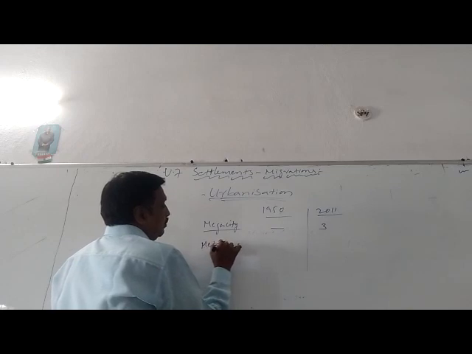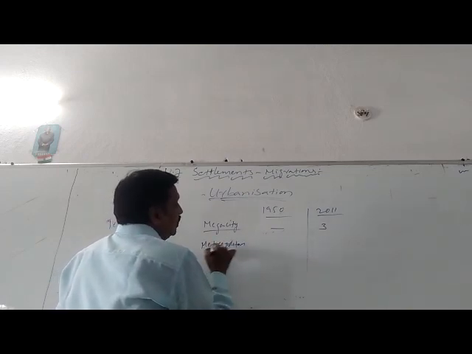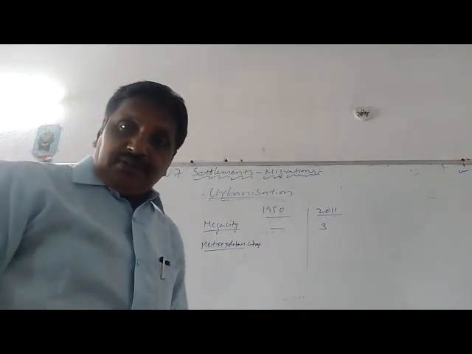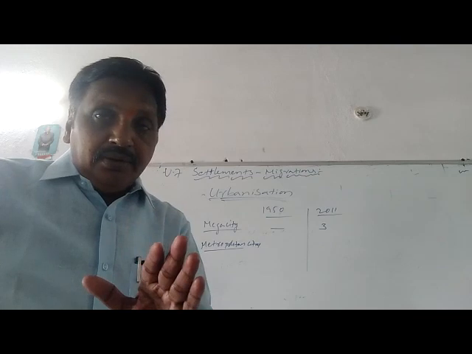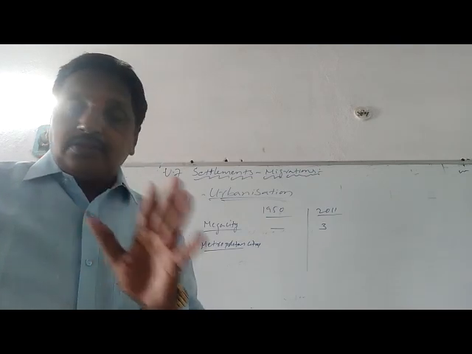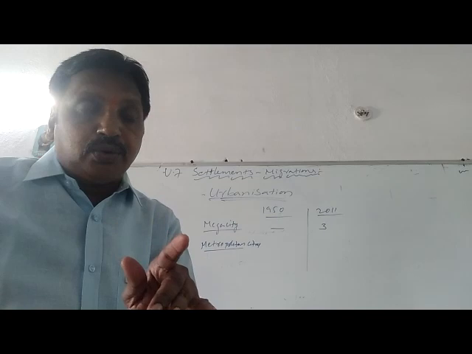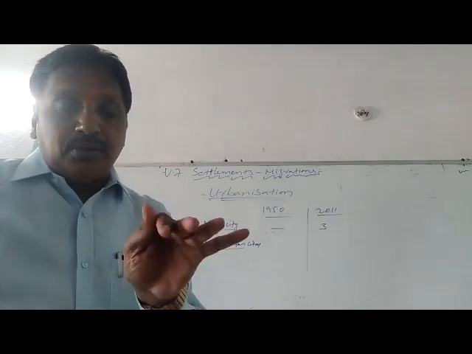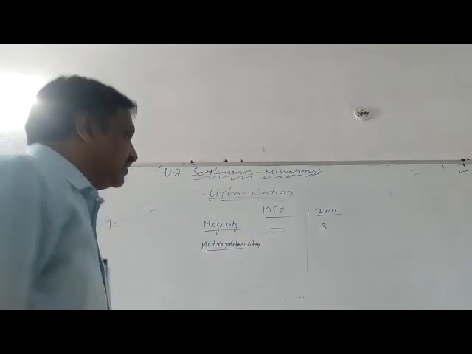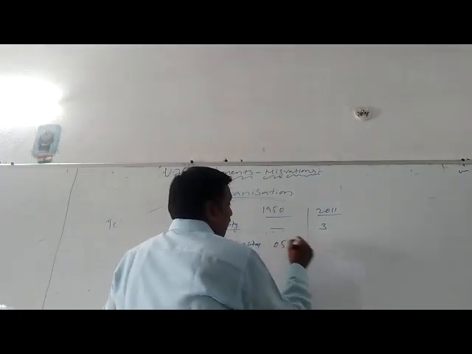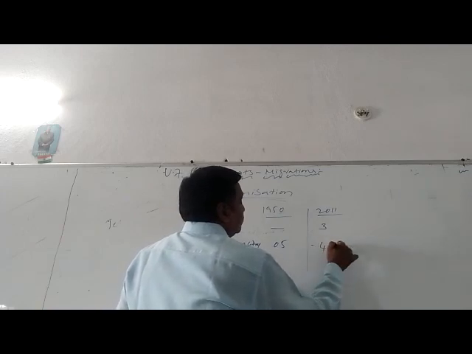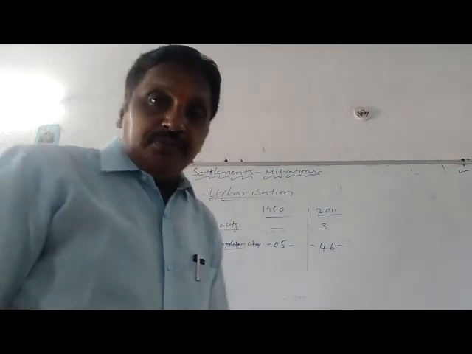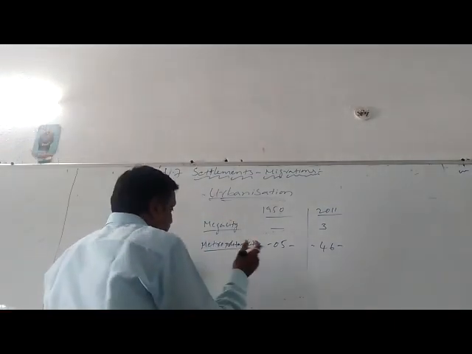Metropolitan cities are cities where the population is more than 1 million and below 10 million. That means above 10 lakhs and below 1 crore. 5 cities were there, and right now 46 such cities are there. Got it?